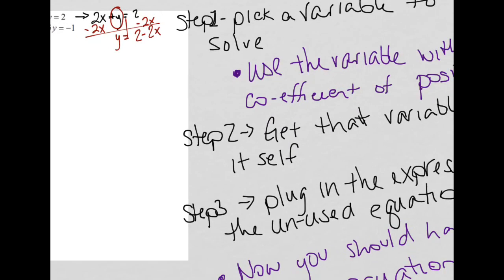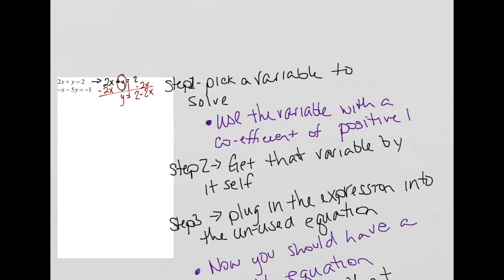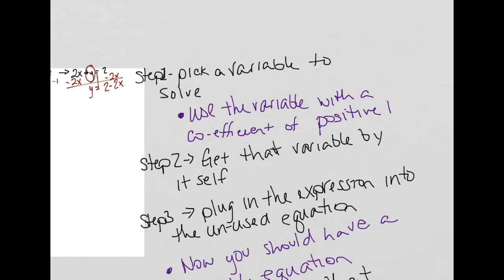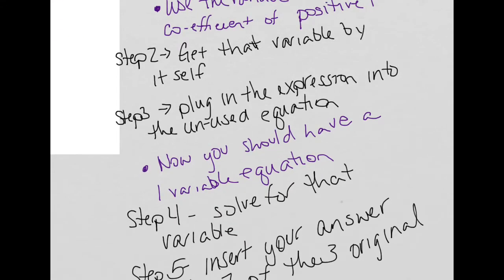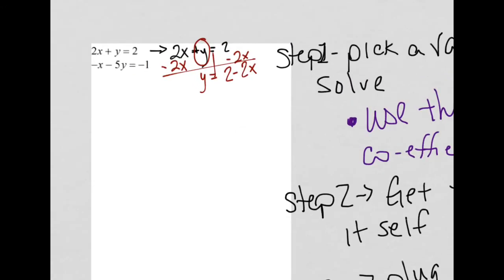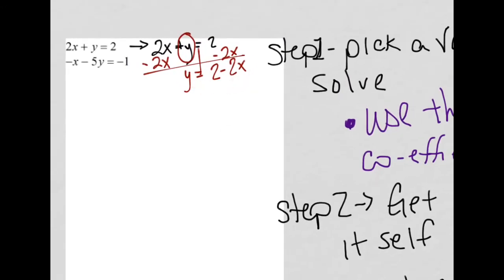So when I come over here, I've already done step 1 where I picked a variable. I picked y. Step 2, I got that variable by itself. Perfect. Step 3 says plug the expression into the unused equation. So since this equation and this equation are the same thing, I have to plug this into the other equation.